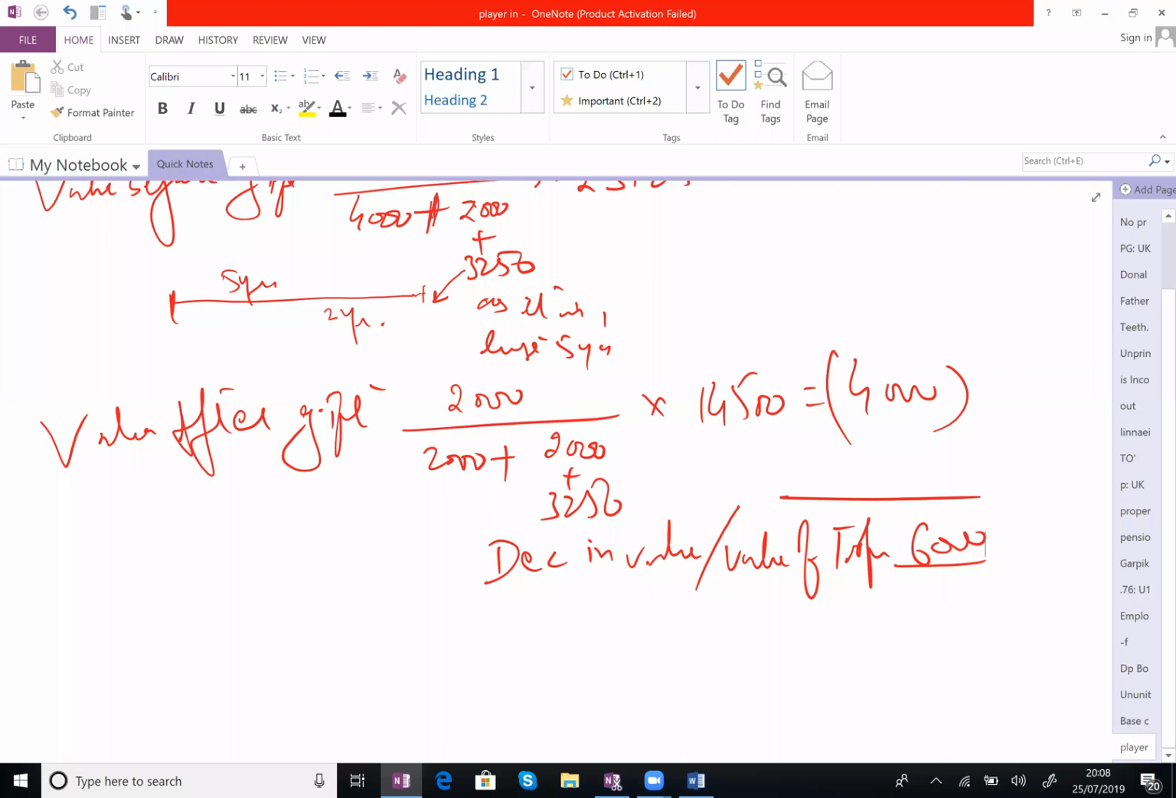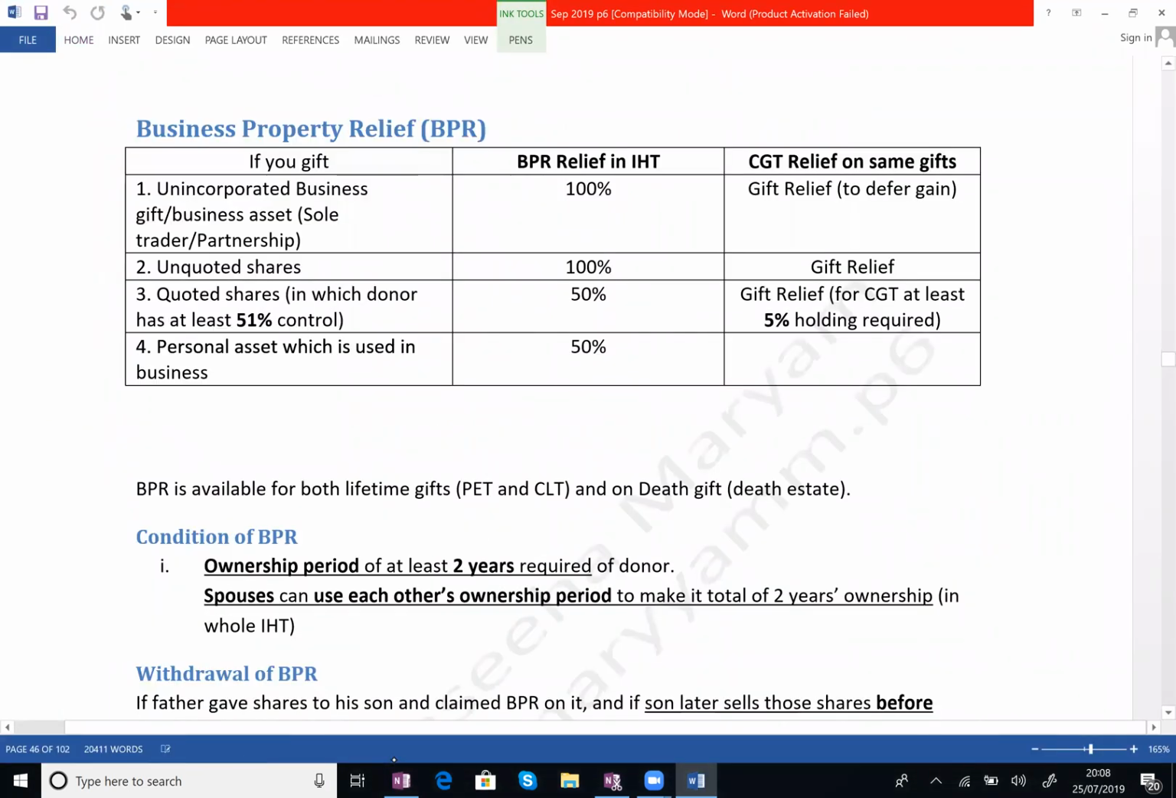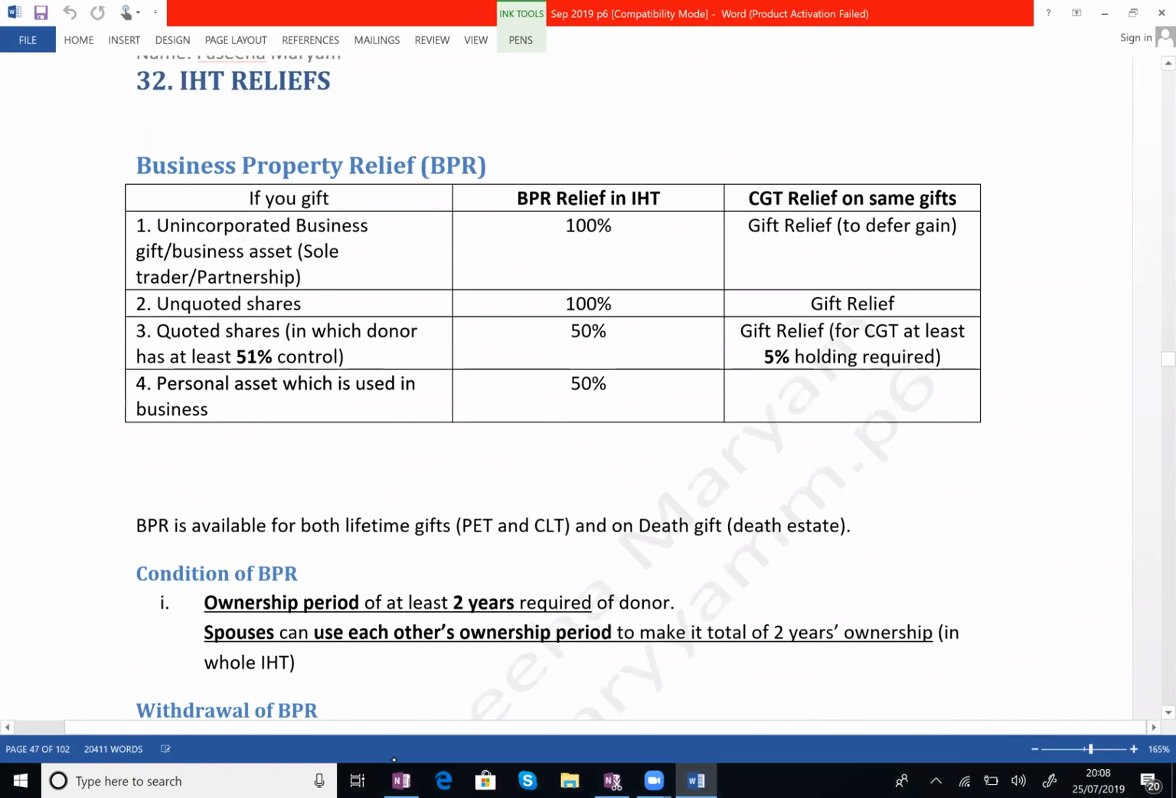Now the next topic is business property relief. Very important topic. All these topics are important. Business property relief, BPR: when is this relief available? Four things, if you gift them, then BPR is available. Number one, when you gift an unincorporated business, meaning a sole trader or partnership business, then 100% BPR is available.